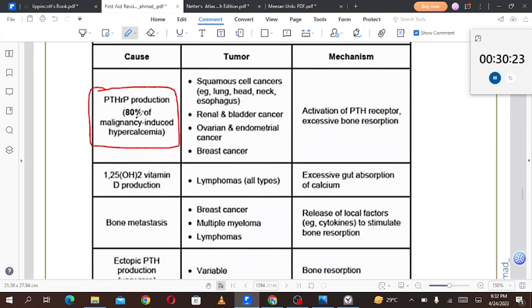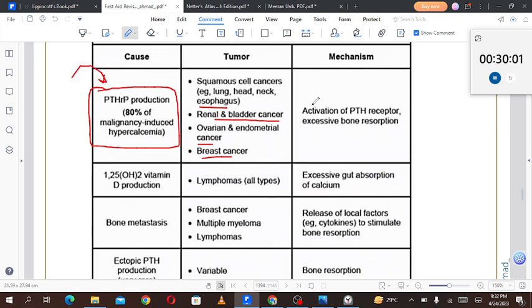In 80% of malignancy-induced hypercalcemia, the tumor is, for example, squamous cell cancer of the lung, head, neck, esophagus, renal and bladder cancer, ovarian and endometrial cancer, and breast cancer. All of these tumors can cause the production of parathyroid hormone related peptide, and in 80% of the malignancy-induced hypercalcemia, PTH-RP is the culprit.